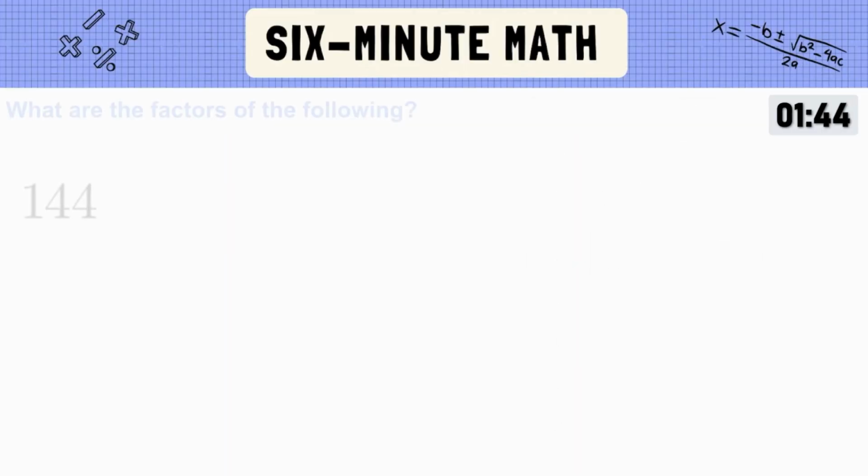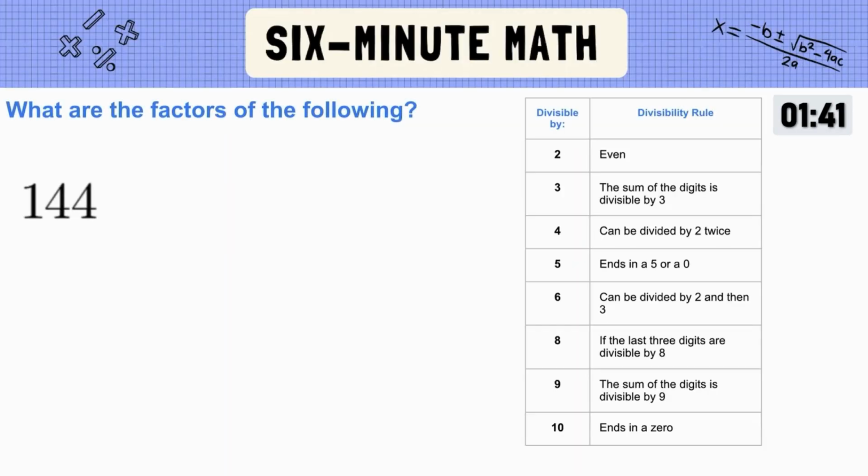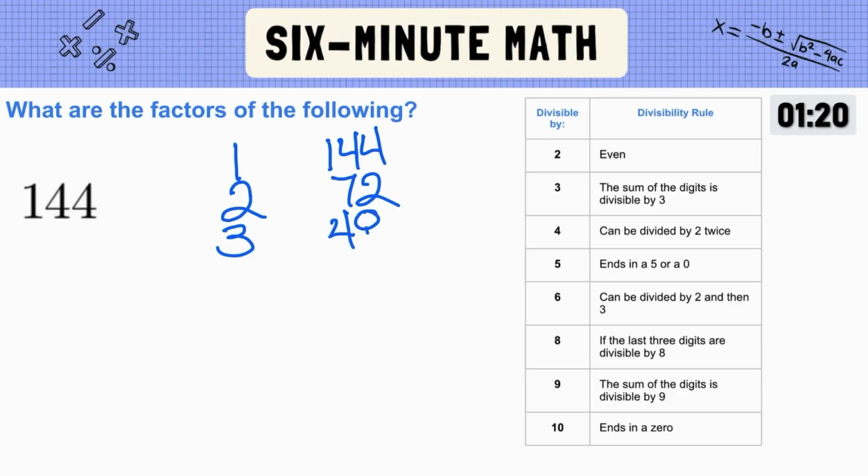On to our last example here. We're going to find the factors of 144. I know that I have 1 and 144. It's even, so I have 2 and 72. It is divisible by 3, so I have 3 and 48. It's divisible by 4 and 36. It is not divisible by 5. It is divisible by 6 and 24.